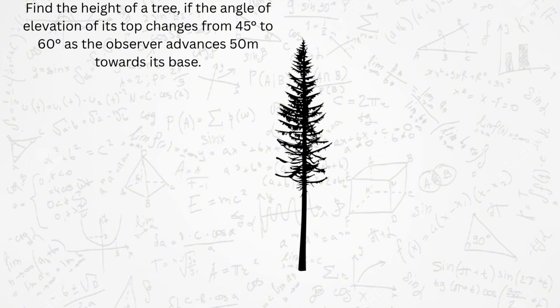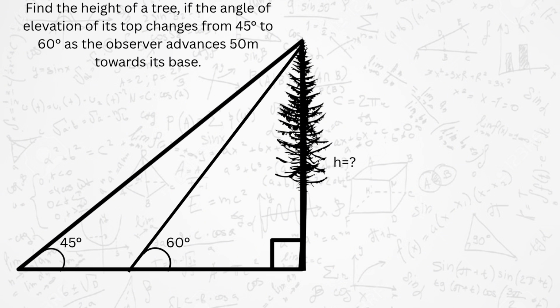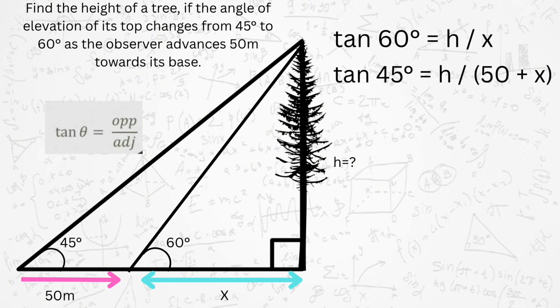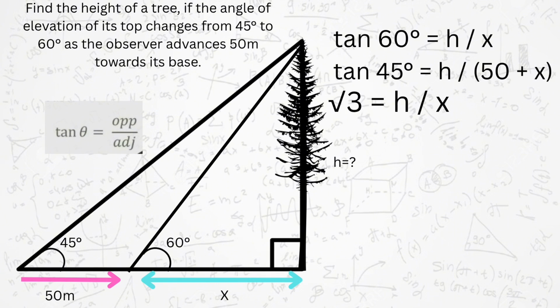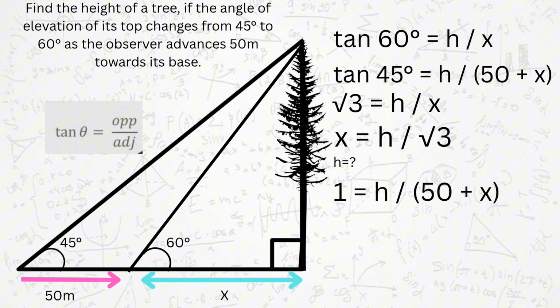Solving angle of elevation problems with trigonometry: find the height of the tree if the angle of elevation of its top changes from 45 degrees to 60 degrees as the observer advances 50 meters towards its base. Let's say this distance is x. The tangent of the angle is the opposite side divided by the adjacent side. So tangent 60 degrees is h over x, and tangent 45 degrees is h over 50 plus x. Tangent 60 degrees is square root of 3. From this, x equals h over square root of 3.